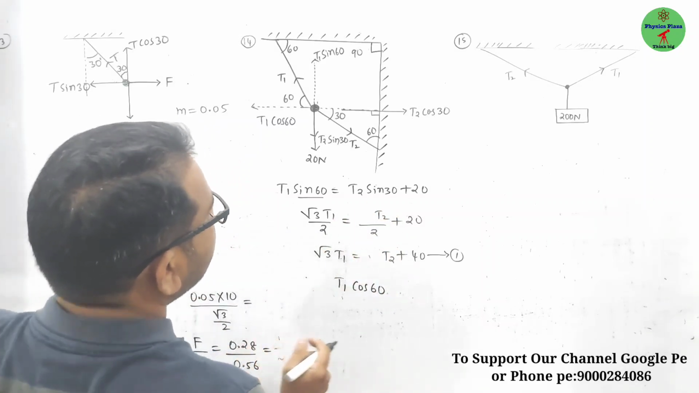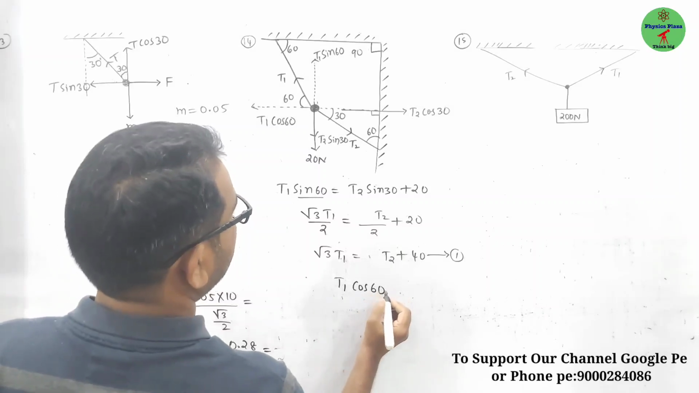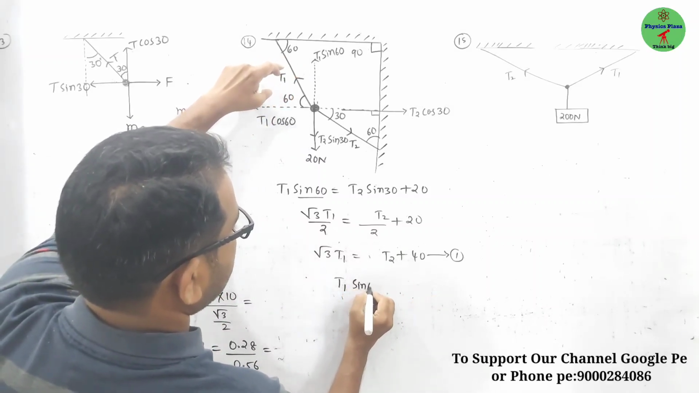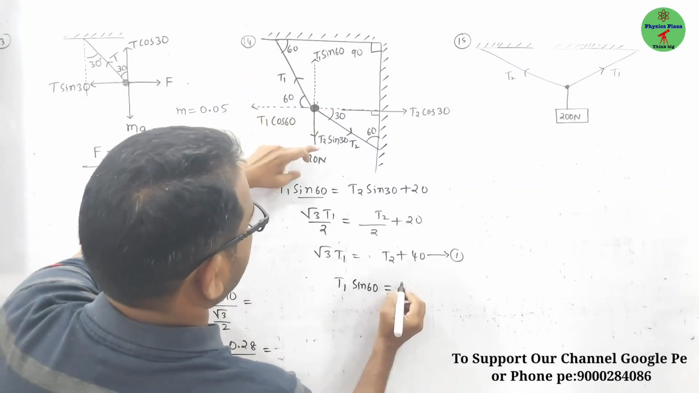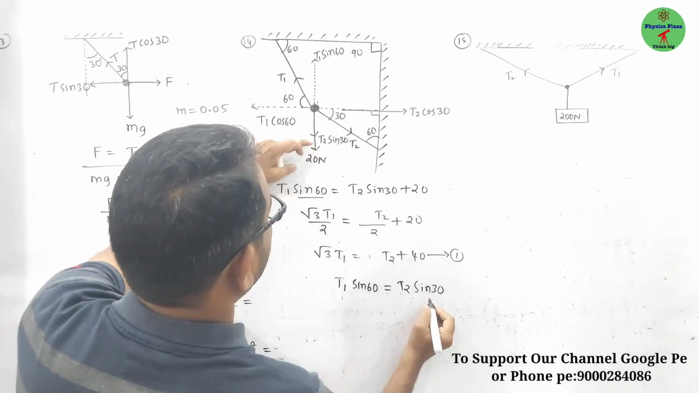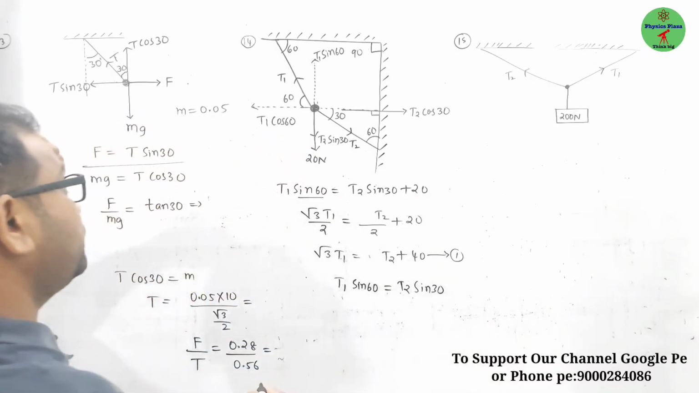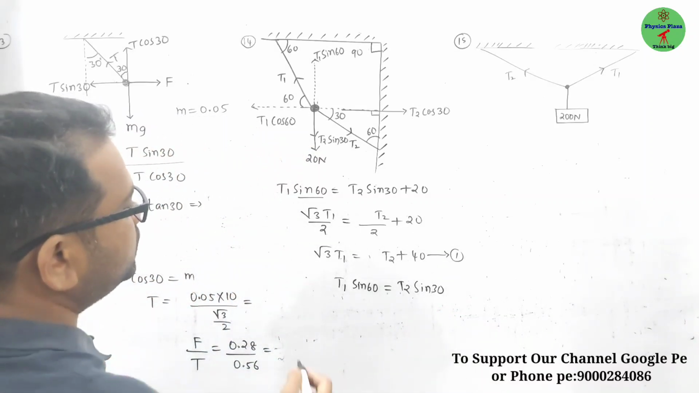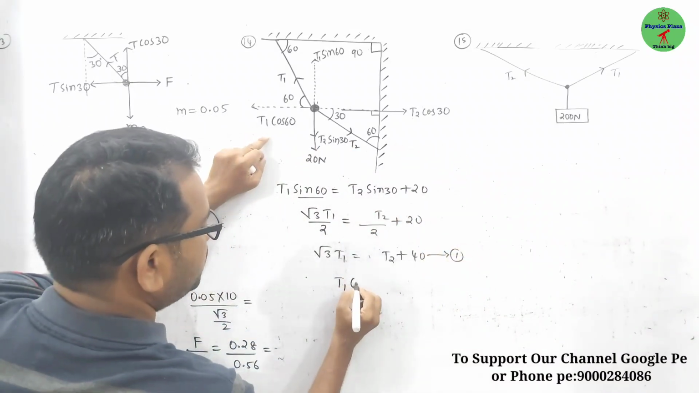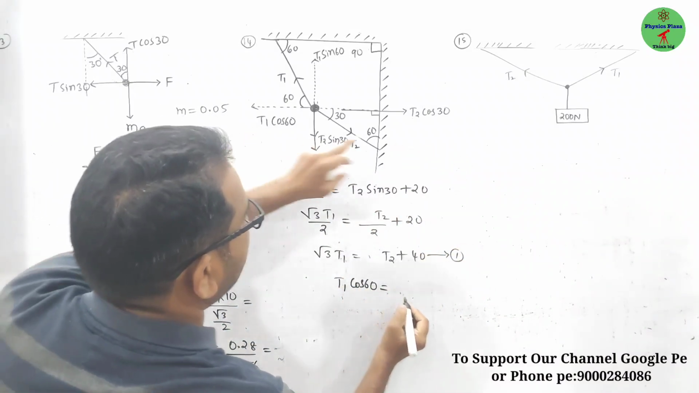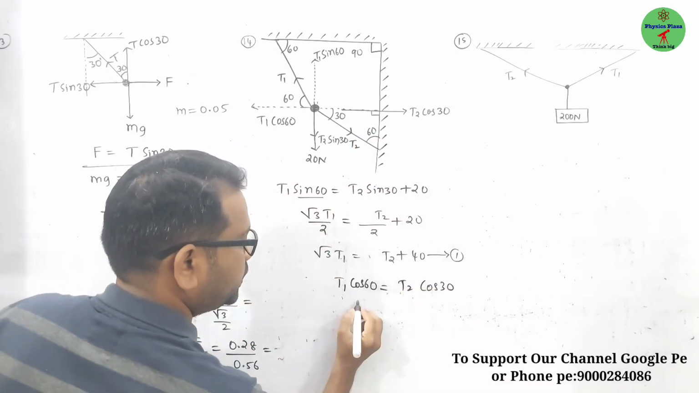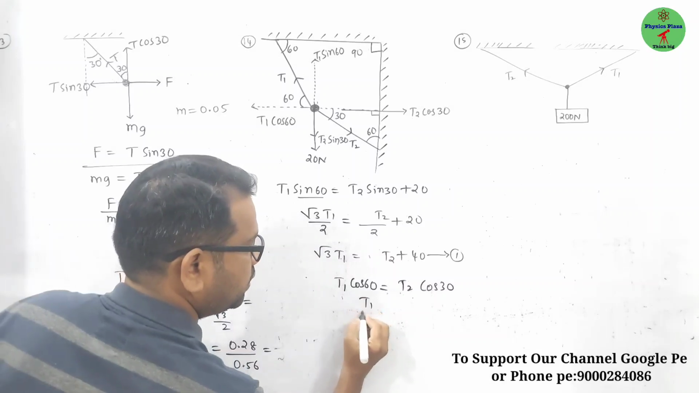Okay, now fine. Now it is T1 sin 60, the vertical component, right? T1 sin 60 is equal to T2 sin 30. Wait, why are you getting confused? Come on. So the vertical is over, right? Now we need to do the horizontal. So T1 cos 60 is equal to T2 cos 30. Cos 60 is 1 by 2. So it's T1 by 2.